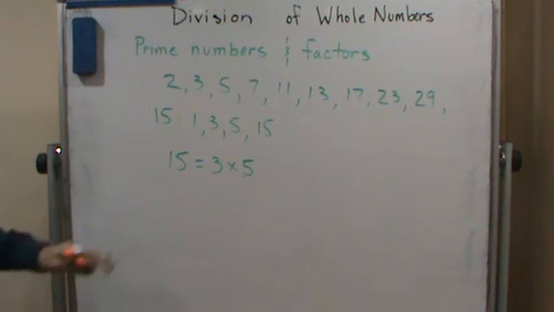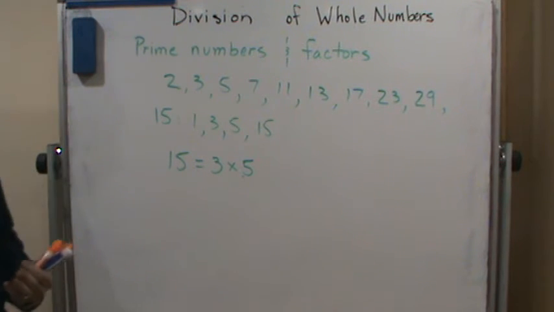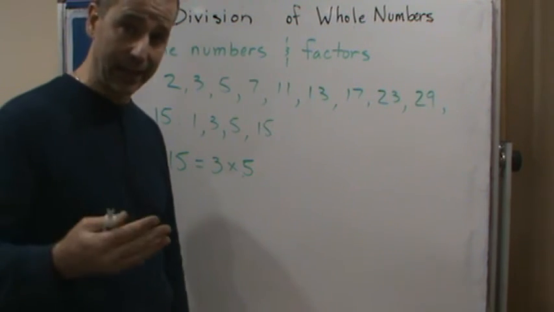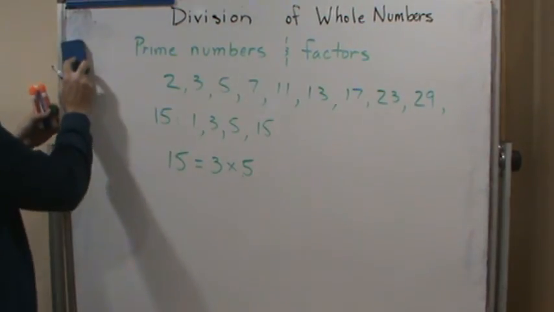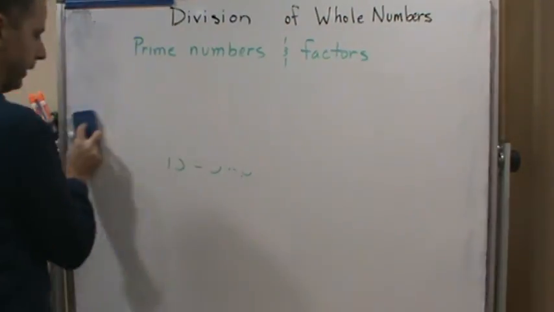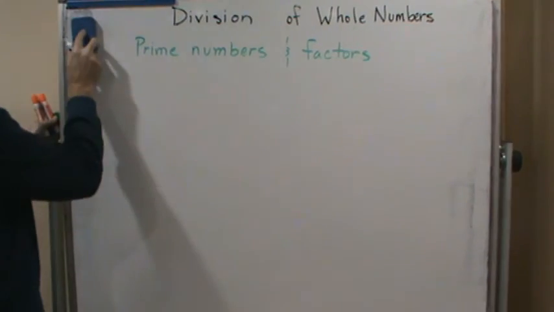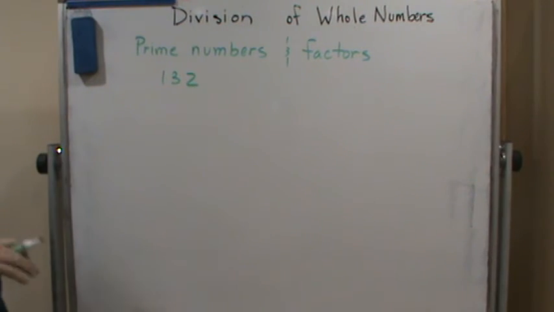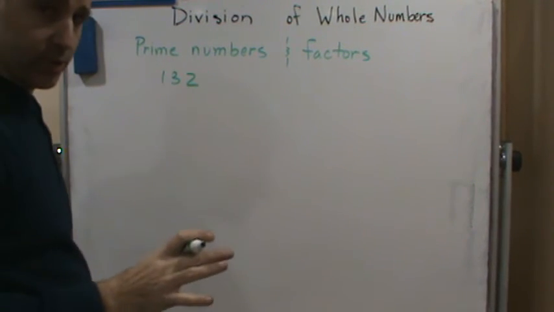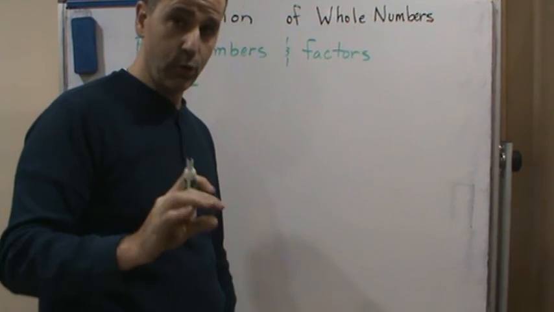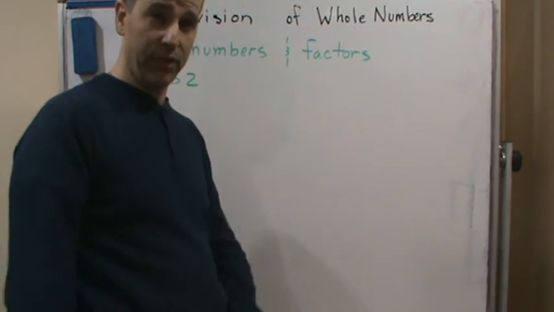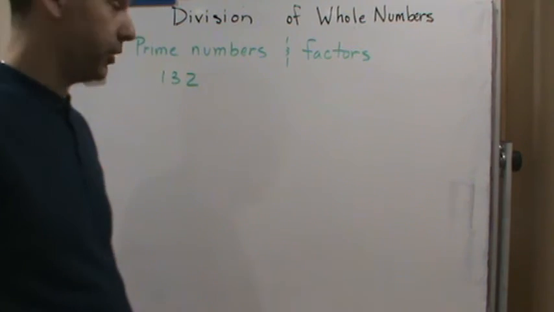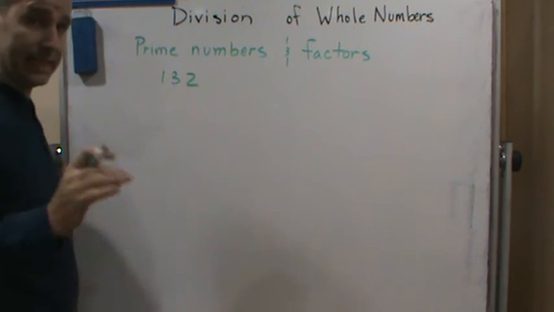Now, for these types of things, it's pretty easy. But what if we get other numbers that are bigger, where maybe it's not obvious what the prime factorization is? And that's where we use a factor tree. So let's do an example of a factor tree. Let's say I have the example of 132, and I want to find all of the prime factors of 132 that I can multiply together to equal 132. Well, the first thing I do is the prime factor tree.